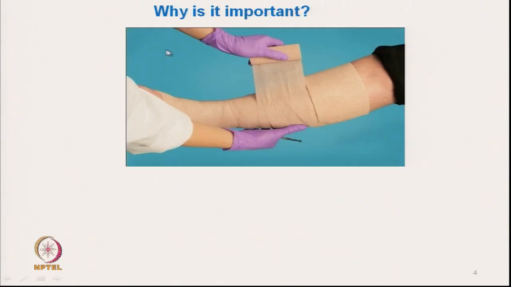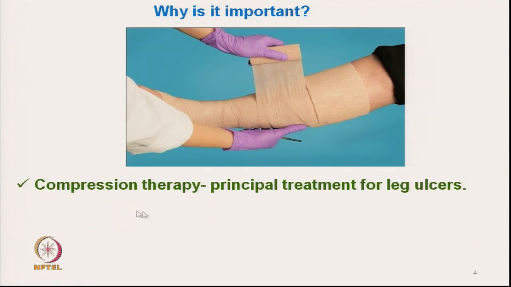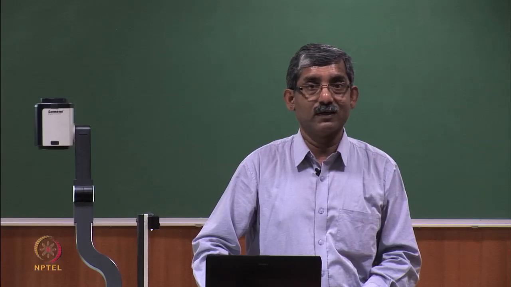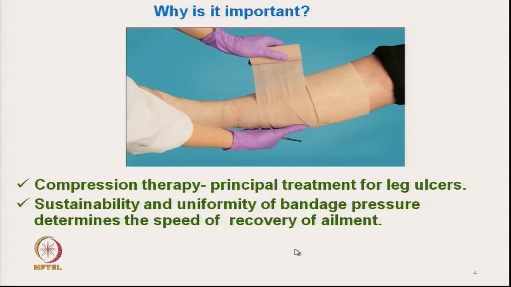So, the bandage is wrapped on the body part. Compression therapy is the principal treatment for leg ulcer. For leg ulcer we use compression therapy. Sustainability and uniformity of bandage pressure determine the speed of recovery from the ailment.